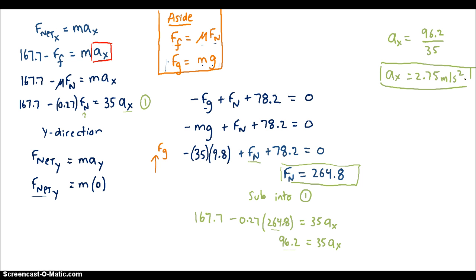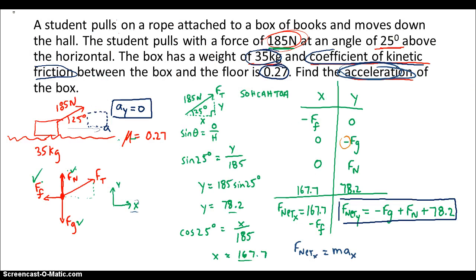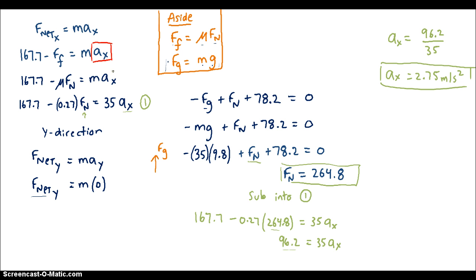So let's quickly review what we did here. We drew our free body diagram. We split up our forces in the x and y direction. We put them in the table. Then we tried to look in the x direction, got stuck, and had to look in the y direction.